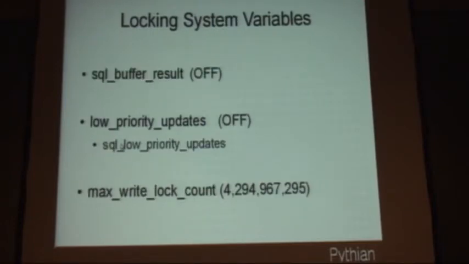So, locking system variables. We have SQL buffer result, which is off. If it's on, it forces results to be stored in temporary tables, which will release locks earlier than when it's not enabled. So if you have a lot of long reporting queries that are blocking other queries, or a lot of deadlocks, setting this to on might actually help you.